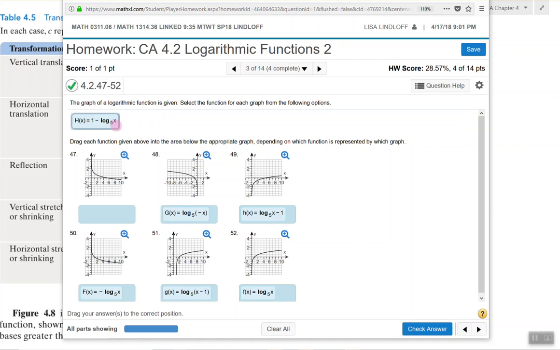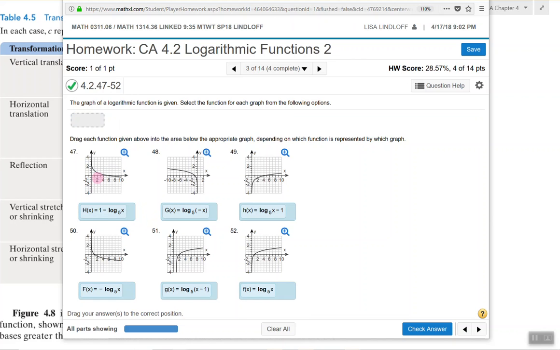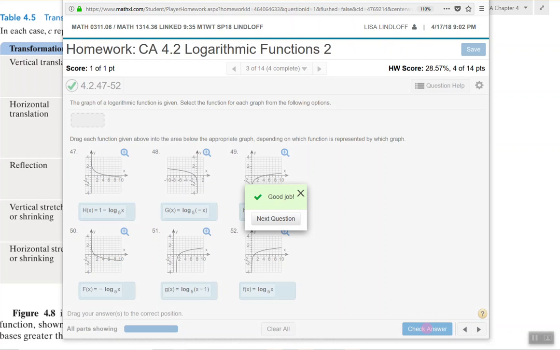Finally, this one has two transformations. It has a negative in front, which means instead of going on top, it's going to go on bottom. But then this is a positive 1. You would normally see it as +1 over here. So it has shifted up 1 unit. We can check those, and we were correct.